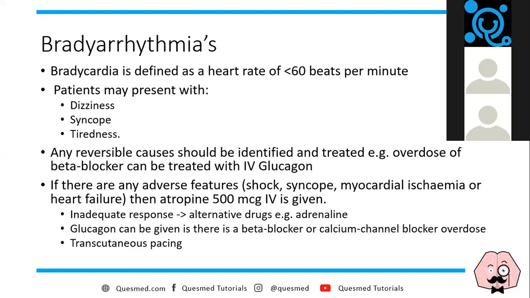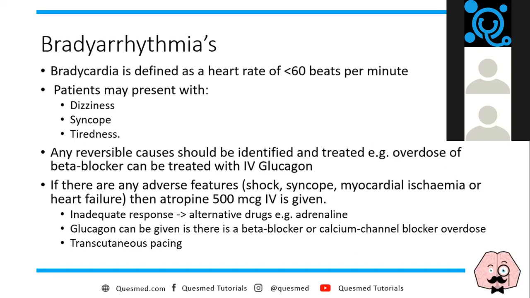The important thing when starting the management of any condition is to think about the potential causes. So have they taken medications which have slowed the heart rate, things such as beta blockers, which we can give antidotes to? Atropine, again, we do give it. So that's if there are any adverse features.